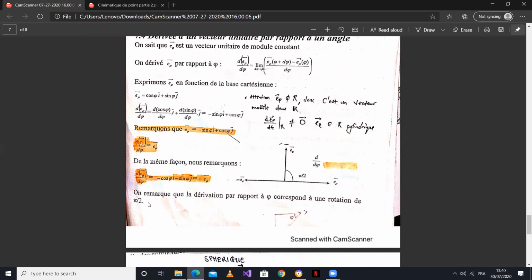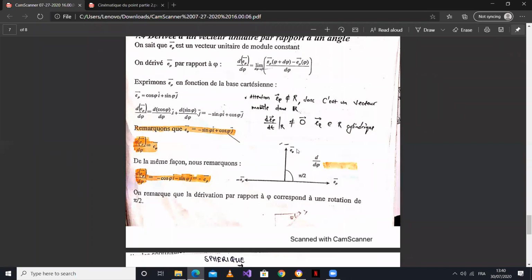Remember I told you, and I emphasized this when I gave you that question, e_r, e_phi, and k are at 90 degrees to each other. But here we are just dealing with e_r and e_phi. They are at 90 degrees to each other. So when you derive a unit vector, in this case e_r, with respect to the angle phi, it's like you've rotated 90 degrees. And when I move 90 degrees, I'm going to find myself at e_phi.